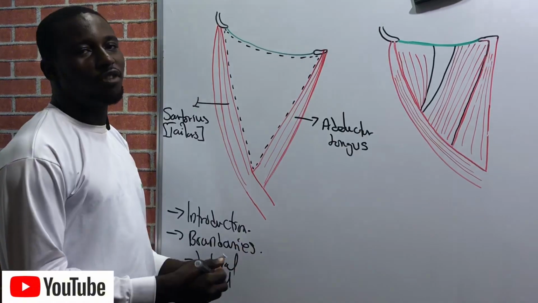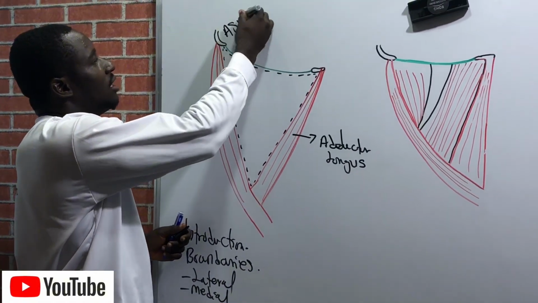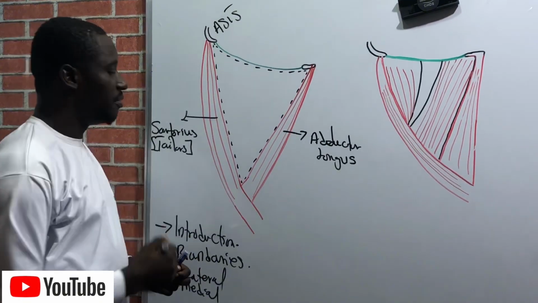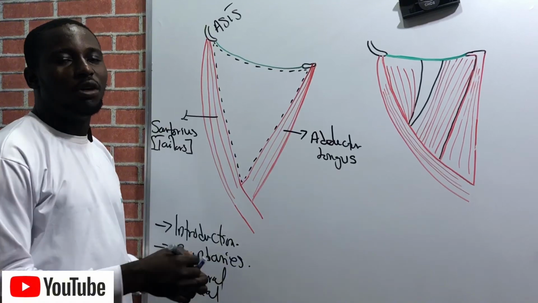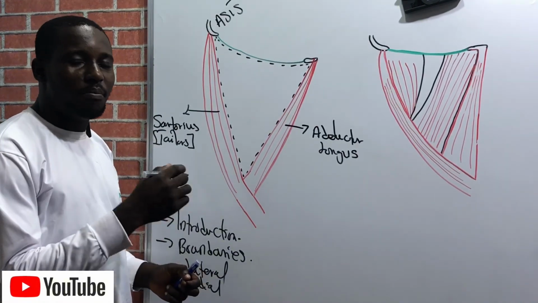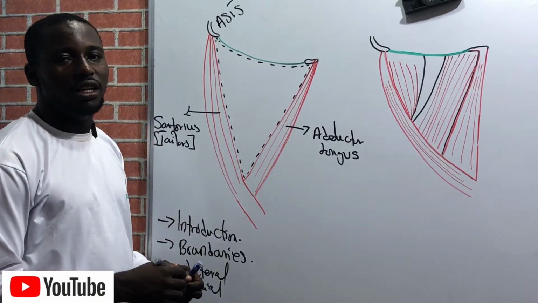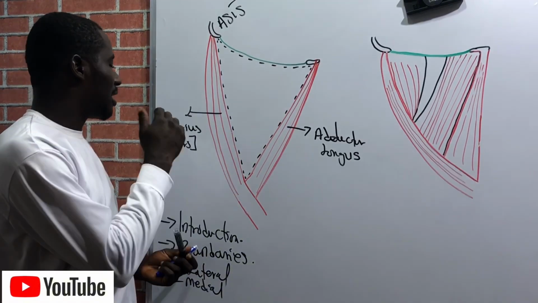This sartorius muscle is the longest muscle in the human body. It originates from the anterior superior iliac spine, as you can see here, which is the ASIS, from the pelvic bone. Then it inserts at the upper part of the medial surface of the tibia. That is where it inserts. That is the sartorius muscle.